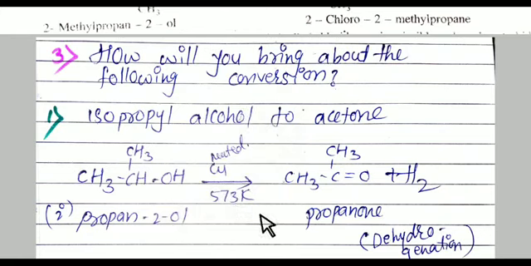So dehydrogenation takes place. Dehydrogenation means hydrogen will be removed. See here, one hydrogen from here and one hydrogen from here will be removed. So the valency of this carbon becomes less, and a double bond is there. So it will become CH3, C double bond O, CH3, and it will form acetone. The IUPAC name of acetone is propanone.